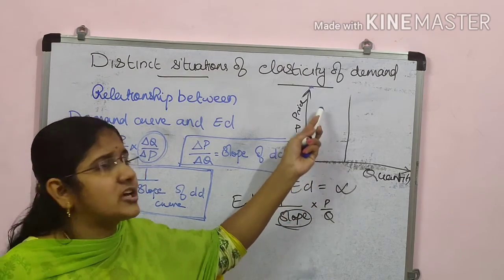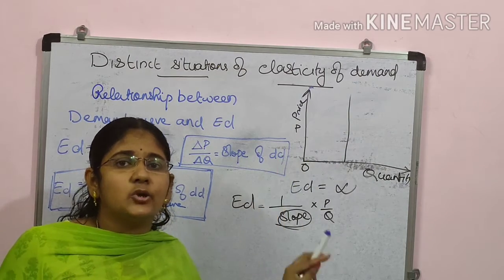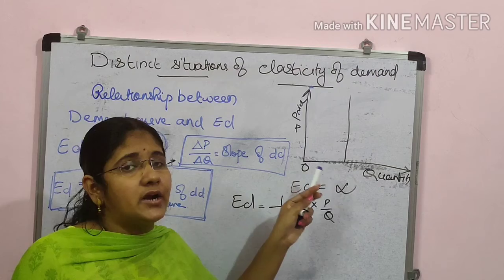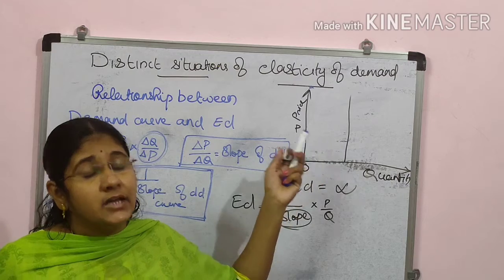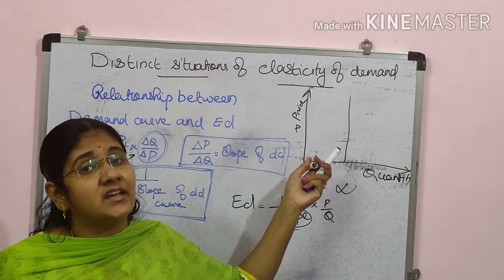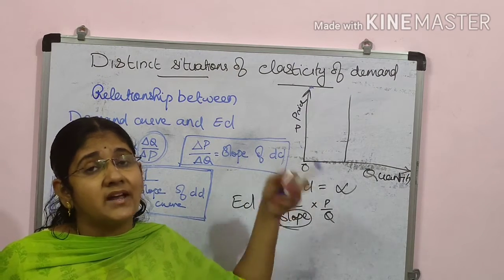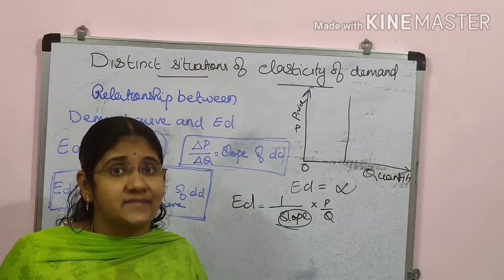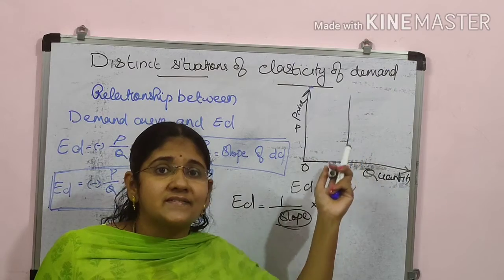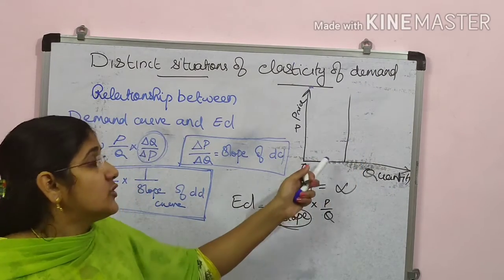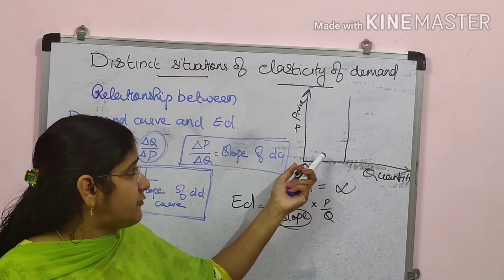Imagine the price of the commodity is increasing and increasing. In the normal case, if the price of the commodity is increasing, then what should happen? The quantity demanded should decrease. According to our law of demand, when the price of the commodity increases, the quantity demanded will decrease. But this is a distinct situation, a totally different situation.